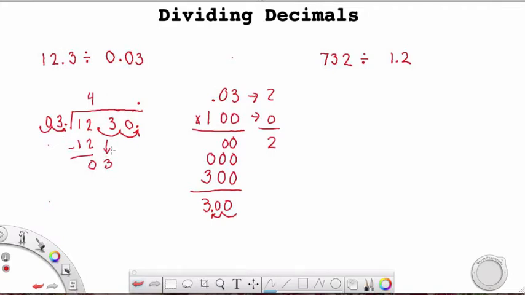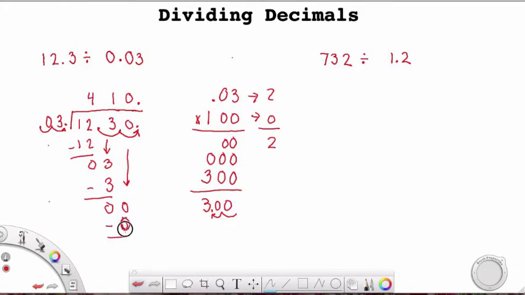3 goes into 3. How many times? Once. 1 times 3 is 3. I subtract. I get 0 as my remainder. And then I bring down my next 0. 3 goes into a 0 how many times? 0 times. 0 times 3 is 0. I subtract that.